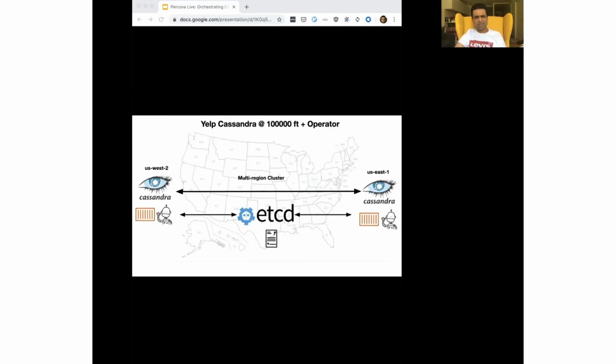Now, with the same operator, the Yelp Cassandra looks like this. You have the operator on both regions managing its containers, and it uses etcd for coordination. This is required because our Kubernetes is a non-federated setup, which means the Kubernetes in each of the regions is separate. So you need an etcd lease mechanism so that for the same cluster, more than one operator is not operating it at the same time. Too many cooks spoil the cluster.